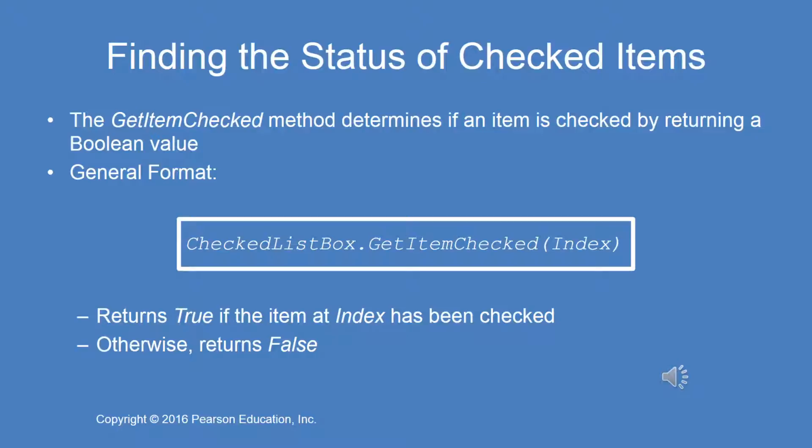To determine the status of the checked items, you use the GetItemChecked method, and that determines if one of the items is checked by returning a true or false, i.e. a Boolean value. Here we have the syntax for calling that method with a specific checked list box. In this case, the list box name is checked list box. We call the GetItemChecked method, and we pass an index to it. So you could use this as a Boolean statement. If that item is checked, do this, etc.